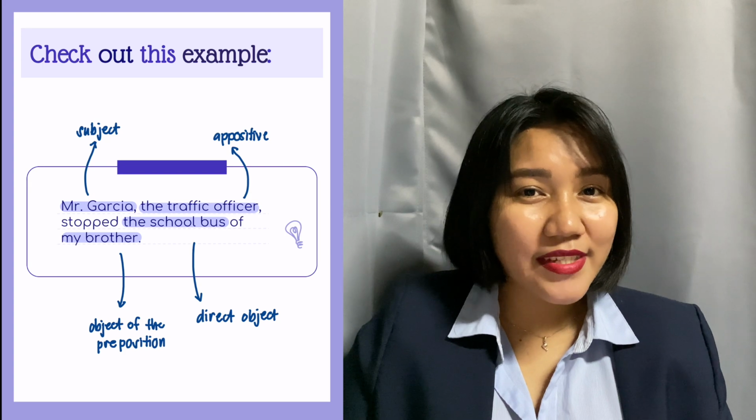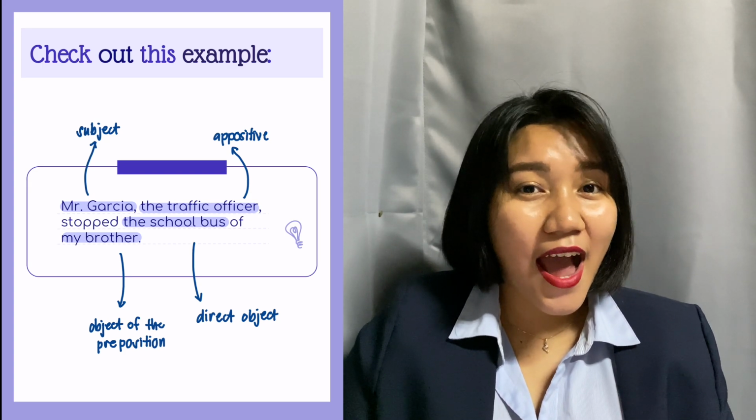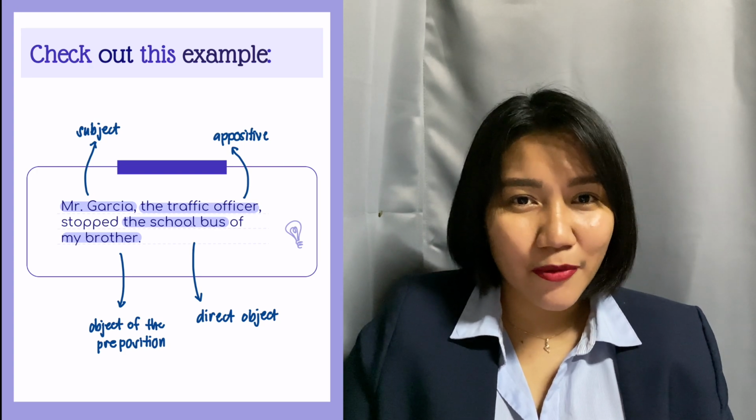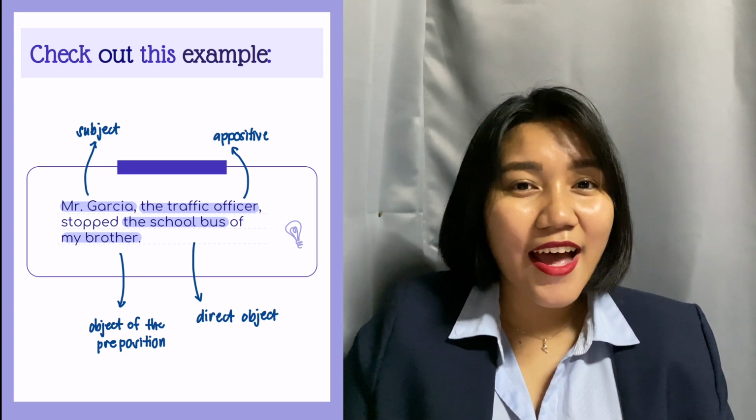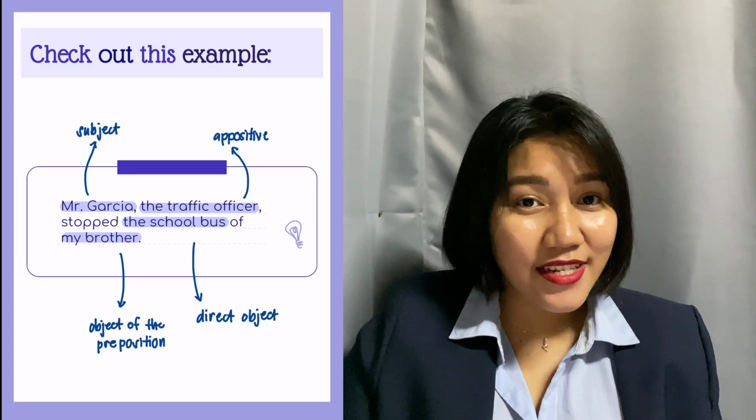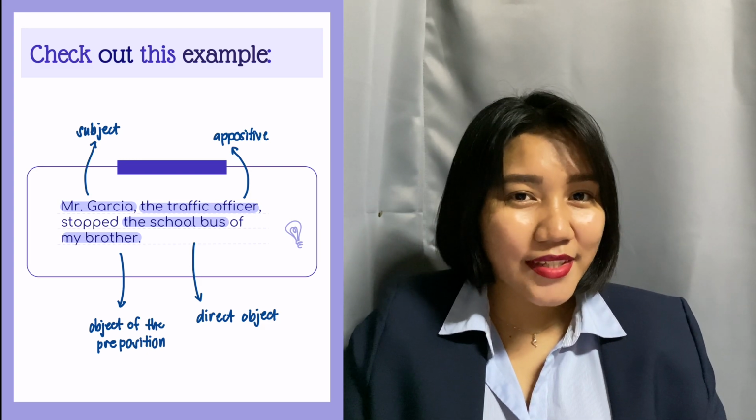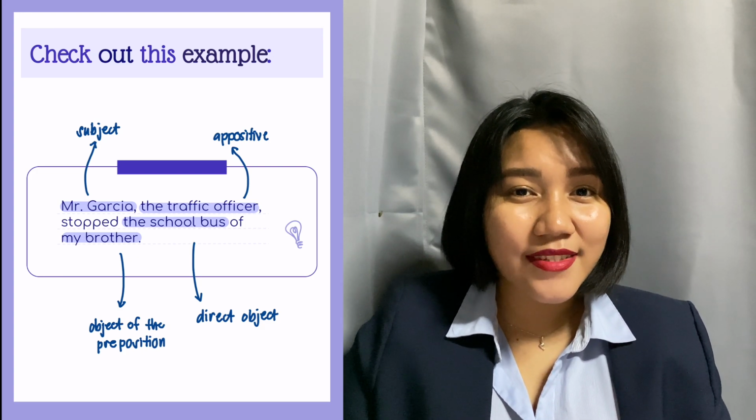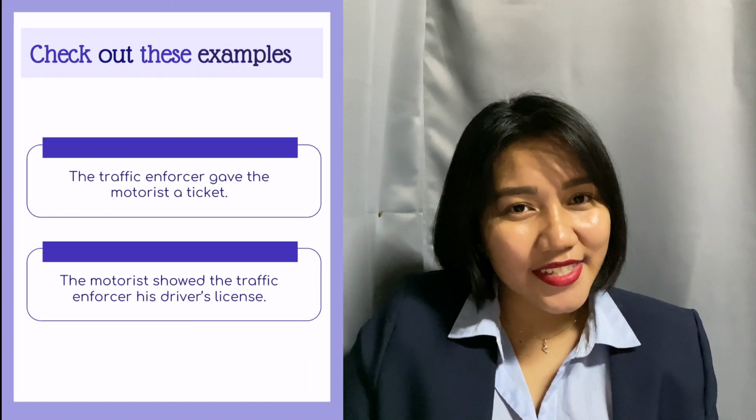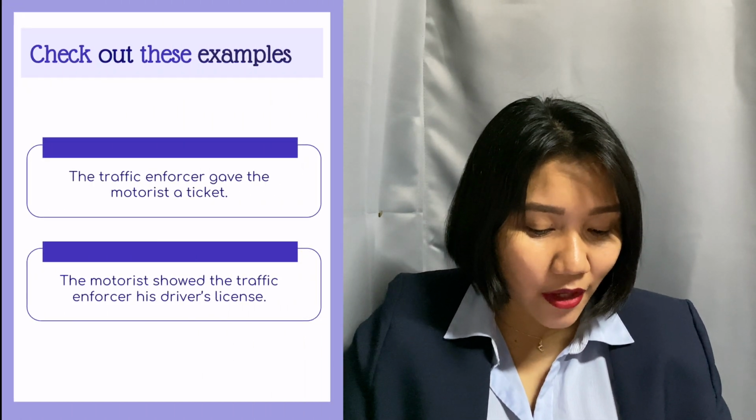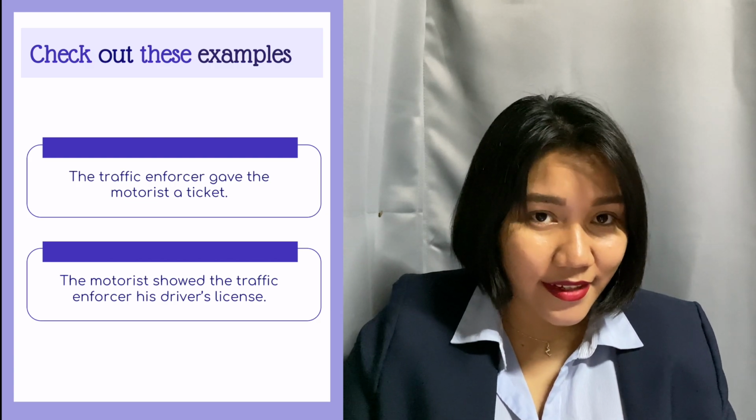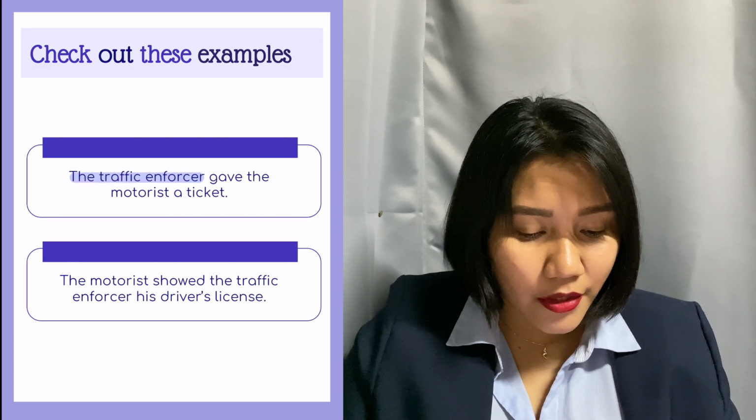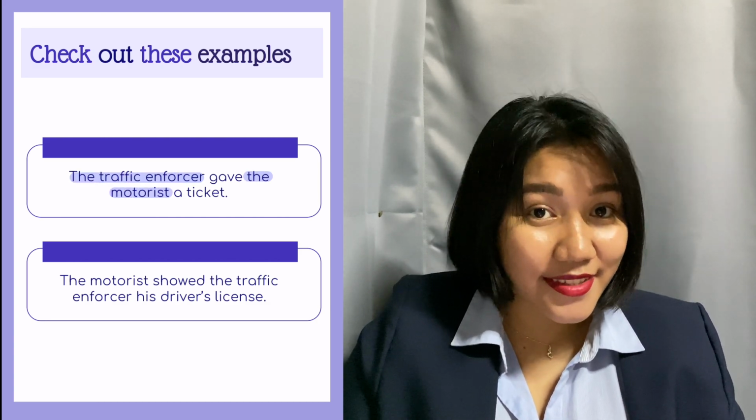So far, we've discussed 4 functions of the noun, as a subject, an appositive, a direct object, and an object of the preposition. But that's not all. A noun can also function as an indirect object. Indirect objects usually answer the question to whom, to what, and for what. Let's take a look at these sentences. The traffic officer gave the motorist a ticket. There are 3 nouns in this sentence: the traffic officer, the motorist, and a ticket.